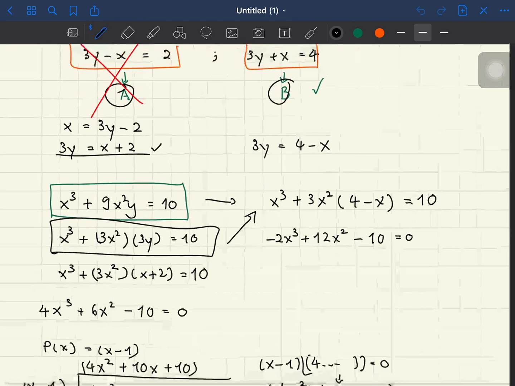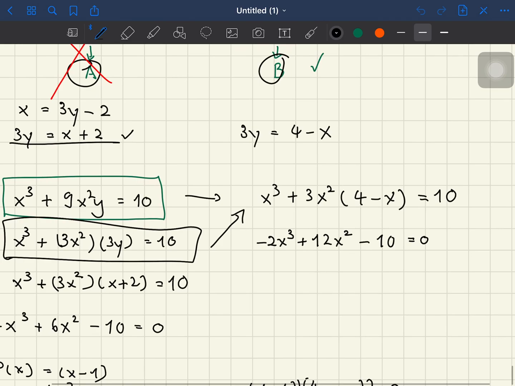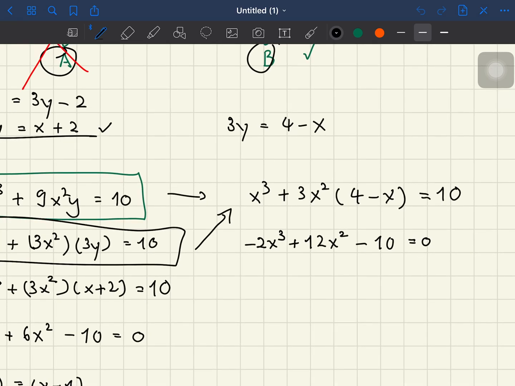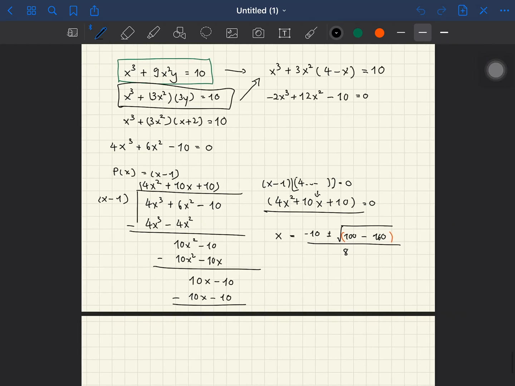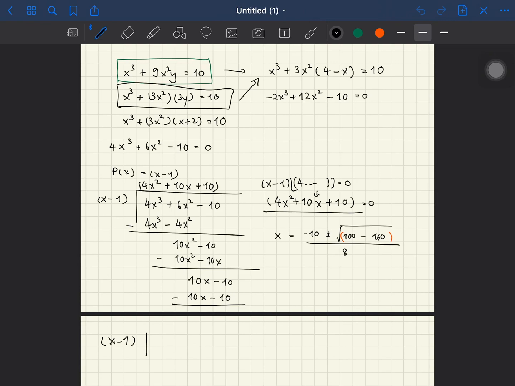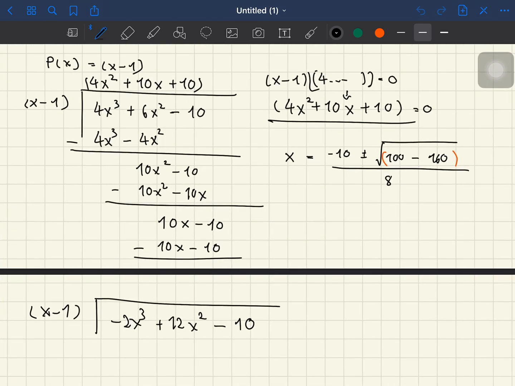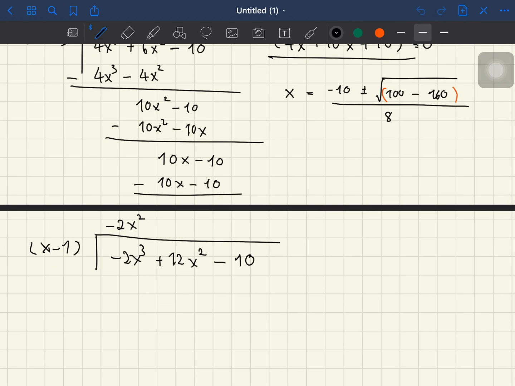So far you have done it correctly. This is correct. So I have to do the polynomial division. This time I transfer x minus 1 here, and then here will be your minus 2x cubed plus 12x squared, and then minus 10. So we try to deal with negative 2x squared first. So you will have this, and then you will have plus, in this case, a 10x squared.